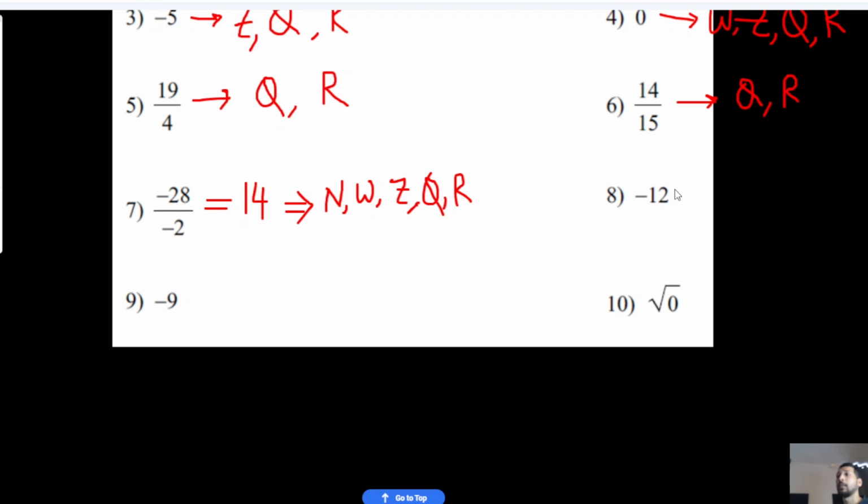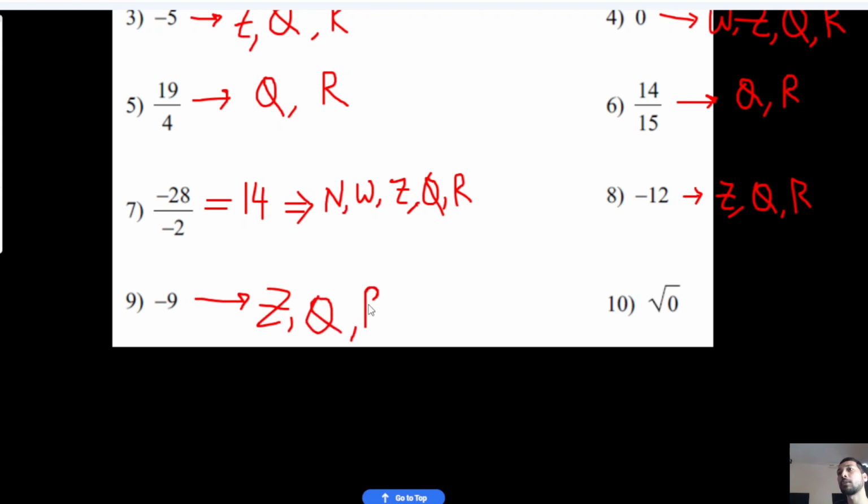Awesome. Now let's look at this -12. -12 is an integer, so you can write this with Z, since integer is a part of rational numbers. So you can write Q and finally R to represent the real numbers. Okay, number 9, we have -9. -9 is not a part of natural numbers. It's not a whole number either. So you start off with the integers. So we have Z, and then Z is a part of Q, which is the rational numbers, and then we have real numbers.